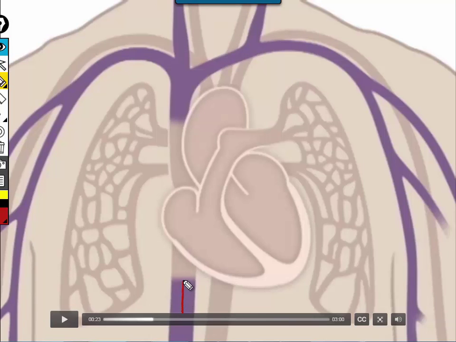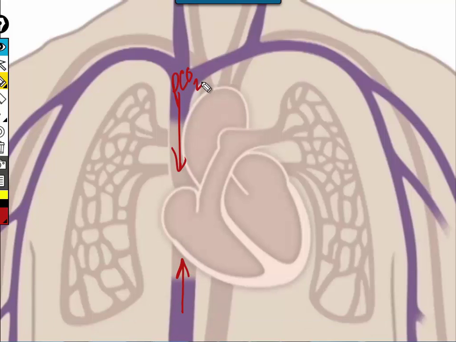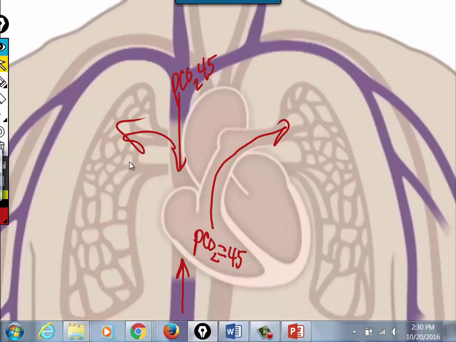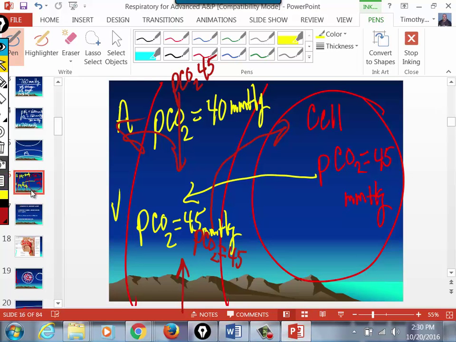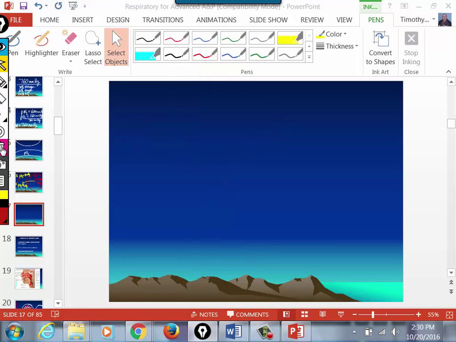So all that venous blood with the PCO2 of 45 is now going to come back to the right side of the heart. So right atrium, right ventricle, and then it's going to get pumped to the lungs. And what's going to happen in the lungs? Well, you're going to exchange gases. So now instead of talking about oxygen, we're going to talk about carbon dioxide.